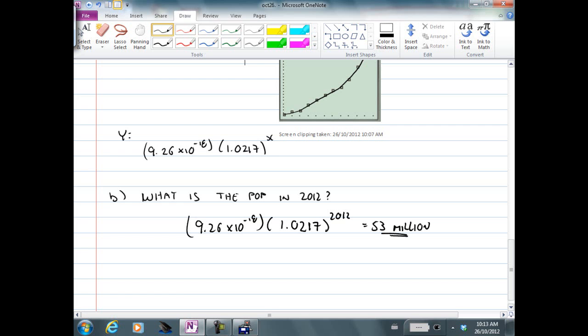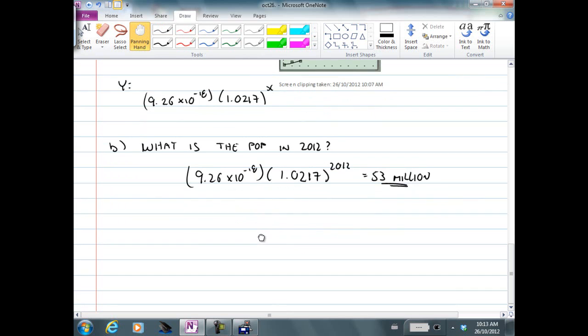So guys, if we use this model, we should get 53 million, but apparently our population is not at 53 million. So this is called exponential regression.